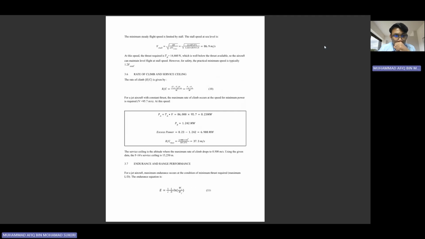Okay, next is thrust available. What I calculated here is the Vmax, and I obtained 493 meters per second for this aircraft. Next is the rate of climb. Here I got around 37.3 for the F-16, which is quite good.